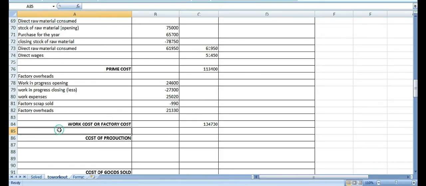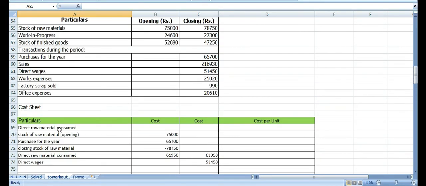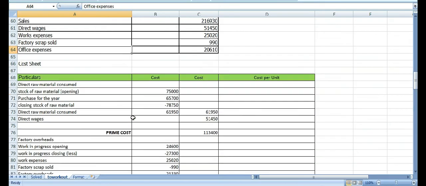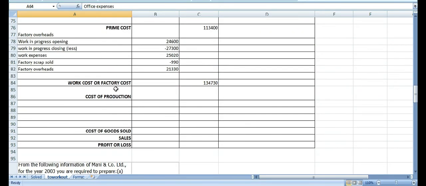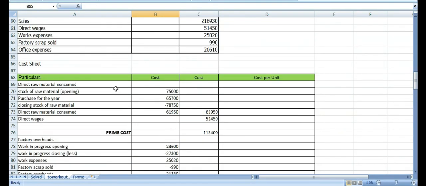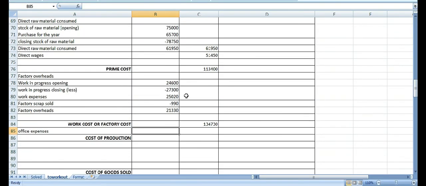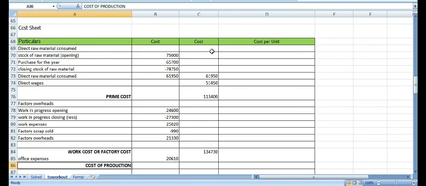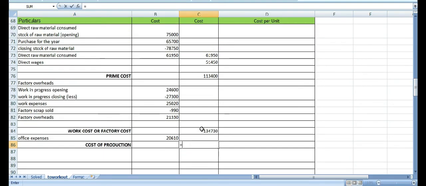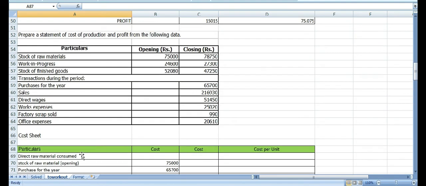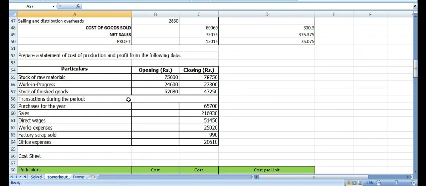Then we have to add the office and administration expenses. Here they have mentioned only office expense directly. The office expense is 20,610. So cost of production is factory cost with office expense. This gives you the cost of production. Next we have to see whether finished product opening and closing are given. Yes, they have mentioned finished product opening and closing.